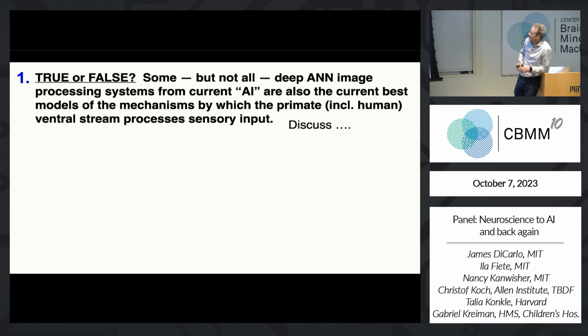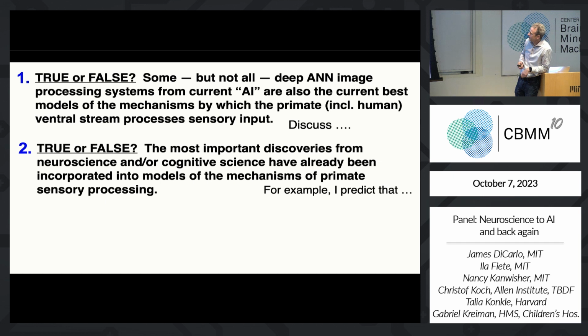These are the questions I'm going to ask them at the end, and I asked them ahead of time, and I'm going to show you their answers, and they don't all agree, so that'll motivate some discussion. I'll just sort of whet your appetite here. Some, but not all, deep ANN processing systems are also the current best models of the mechanisms by which primates and humans process sensory input. Yes or no? Let's discuss that. That gets to the question of mechanism and what we mean by that.